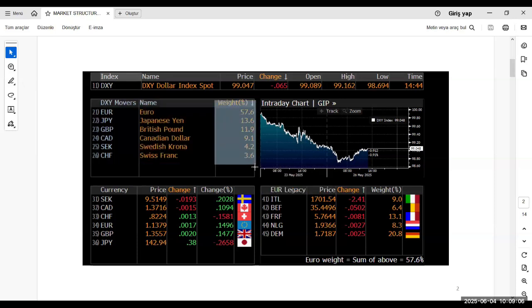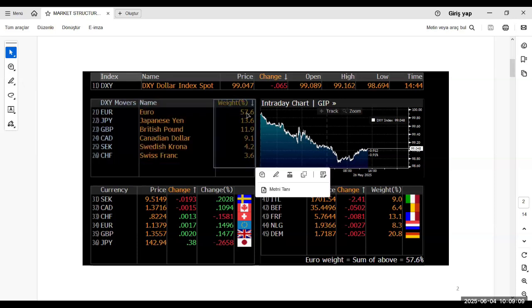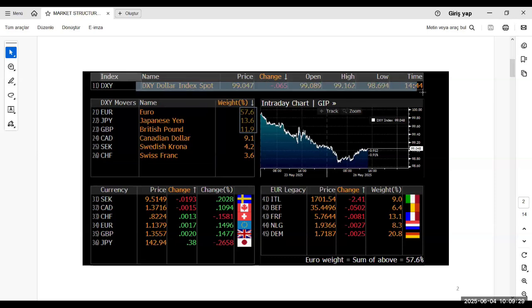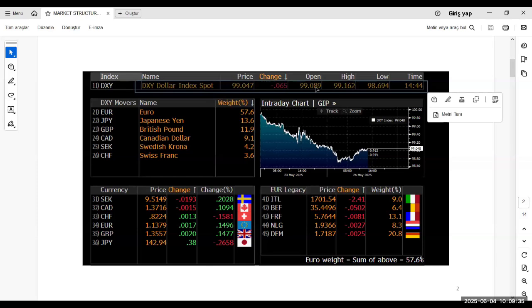The weight of this basket is approximately 60% coming from the euro, 13% from the Japanese yen, and 11% from the British pound. So these 3 major currencies, euro, Japanese yen, and British pound, constitute approximately 80% of it. Here you can see its movement for one day. For instance, the current price is this. It is decreasing from the open value during the day. The intraday chart shows that the highest value is this one, the lowest is this, and this is the time for that.